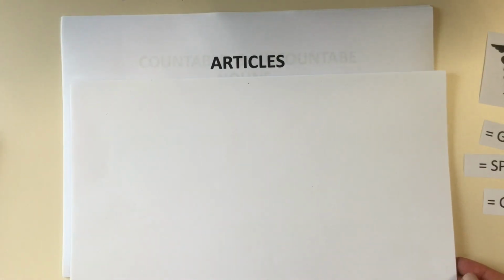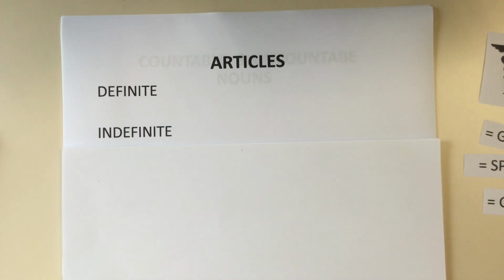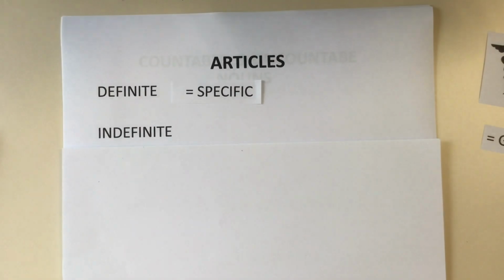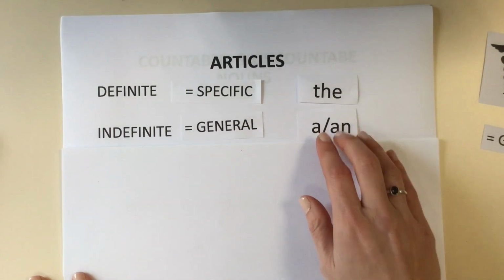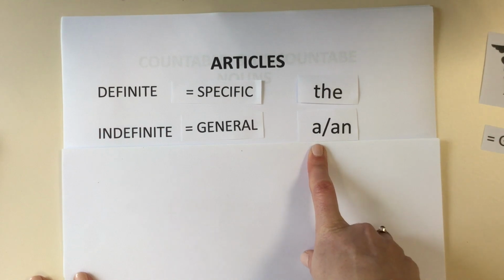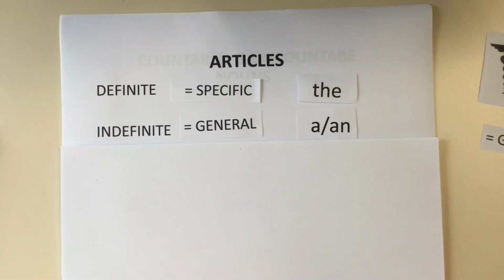Articles. Definite and indefinite articles determine whether the noun you're using is specific or general. The definite article is the, and the indefinite article is a or an. A can also be pronounced like the schwa. Let's look at some good examples from your writing task.